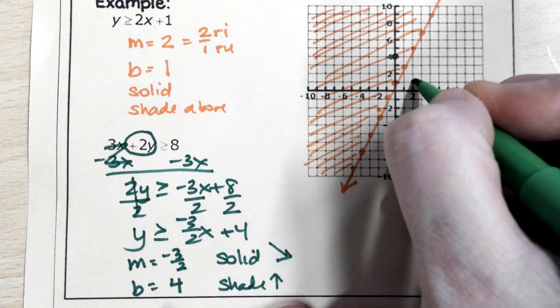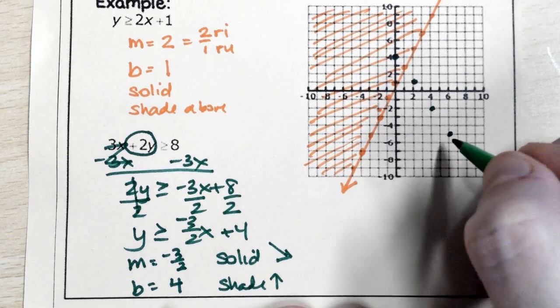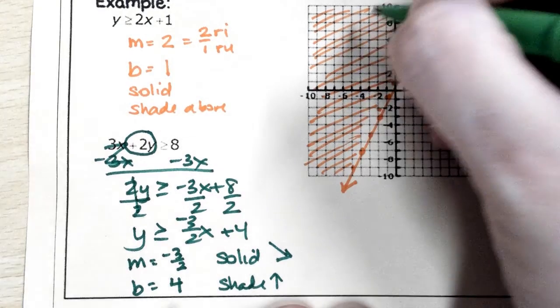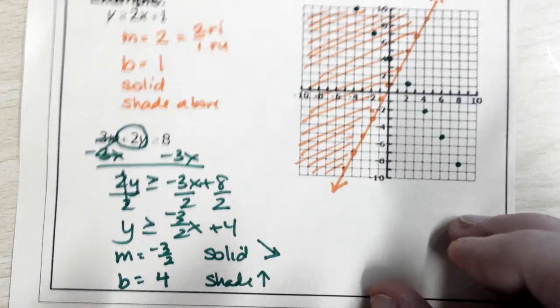So negative 3, 2, negative 3 over 2, negative 3 over 2. Just keep saying that. And again, you don't have to complete the line in the other direction. It just makes me happy.